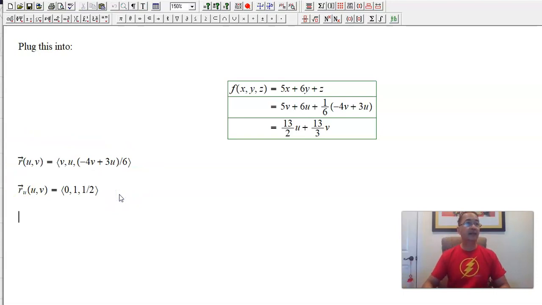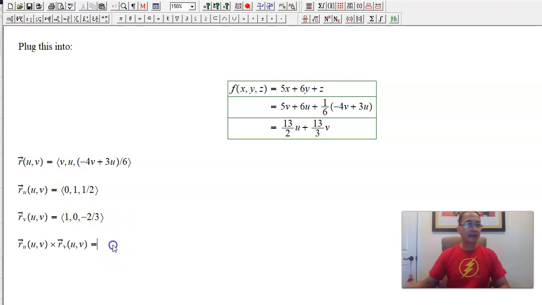How about R sub v? Okay, so this time v turns into 1, u disappears, and we get minus 4 over 6 for R sub v. That's minus 2/3. Okay, there we go. So we need the cross product, this cross with this.